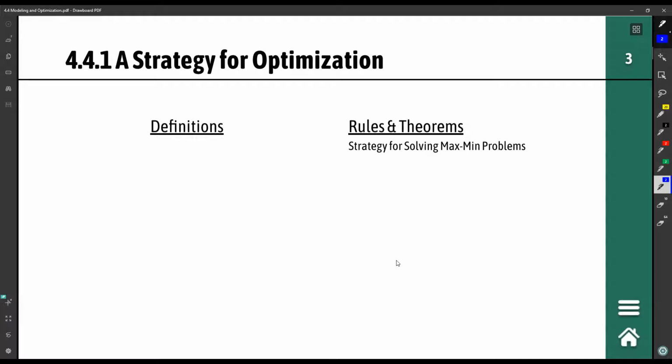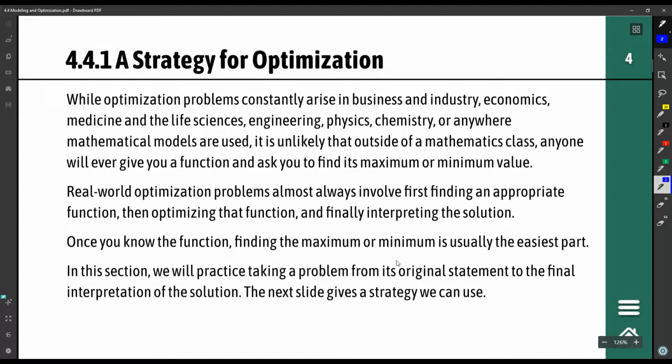No new definitions here. We will have a rule. It's really more of a strategy, and it's for solving max-min problems. So let's begin this way.